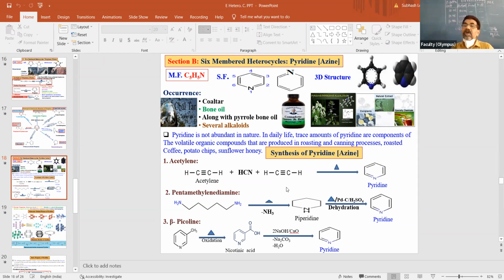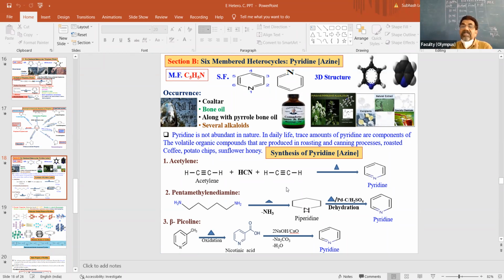This can be very useful for the roasting process or canning process of roasted coffee, potato chips, sunflower, or honey, whatever the market coffee is available. So this can be used.